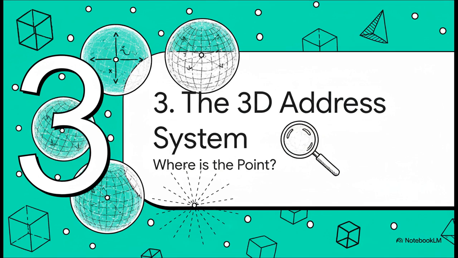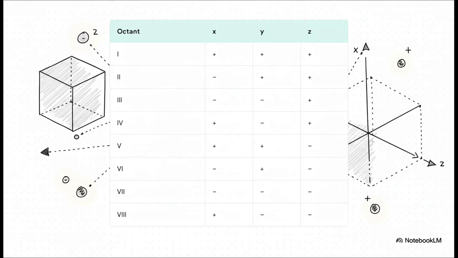How do we say exactly where something is? Now, don't get scared by this big table. It looks complicated, but it's actually a very simple cheat sheet. All it's saying is that the sign, the plus or the minus, of the x, y, and z coordinates tells you exactly which of the 8 octants the point is in.